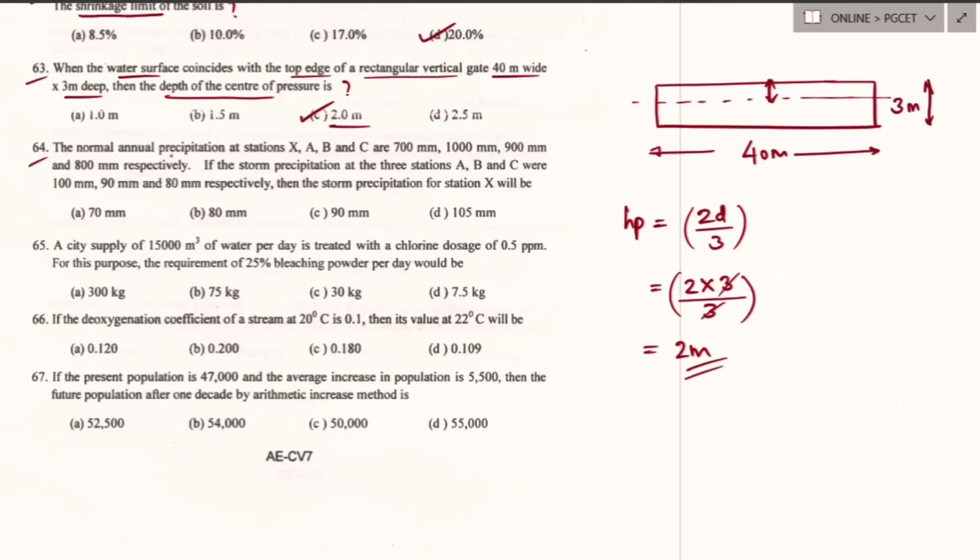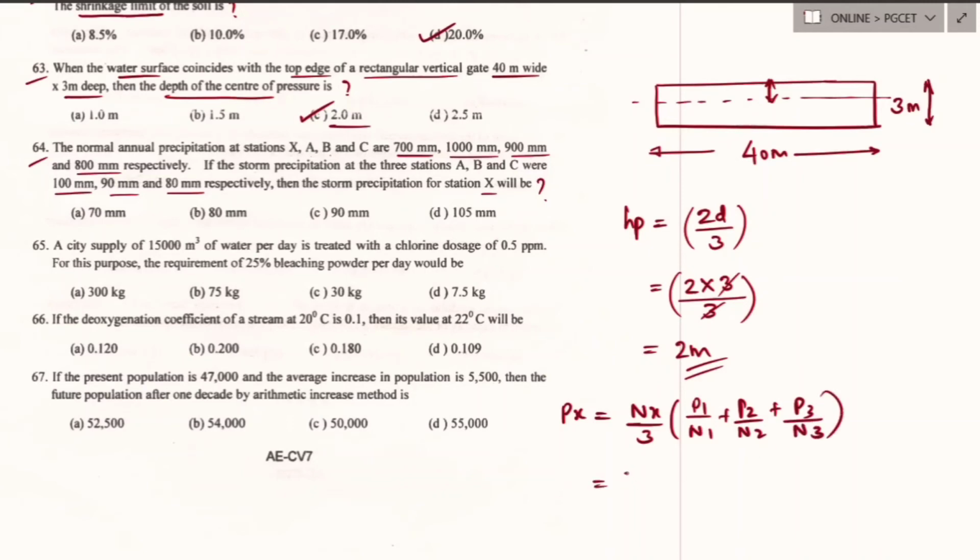Question number 64. The normal annual precipitation at stations X, A, B and C are 700 mm, 1000 mm, 900 mm and 800 mm respectively. If the storm precipitation at the three stations A, B and C were 100 mm, 90 mm and 80 mm respectively, then the storm precipitation for station X will be. So we have to find the storm precipitation at station X. It is given by the formula Px is equal to Nx divided by 3 into P1 divided by N1 plus P2 divided by N2 plus P3 divided by N3.